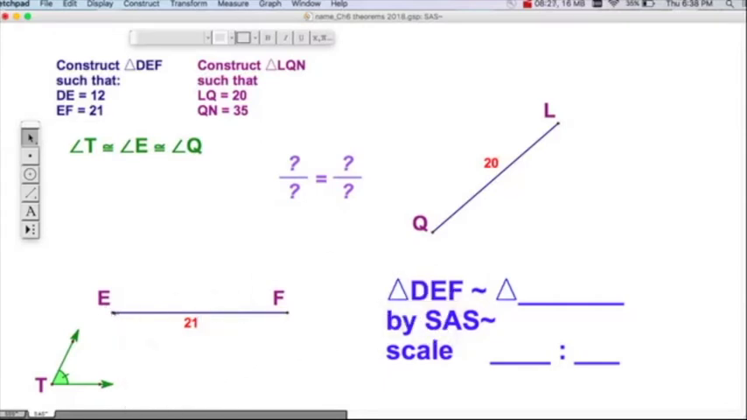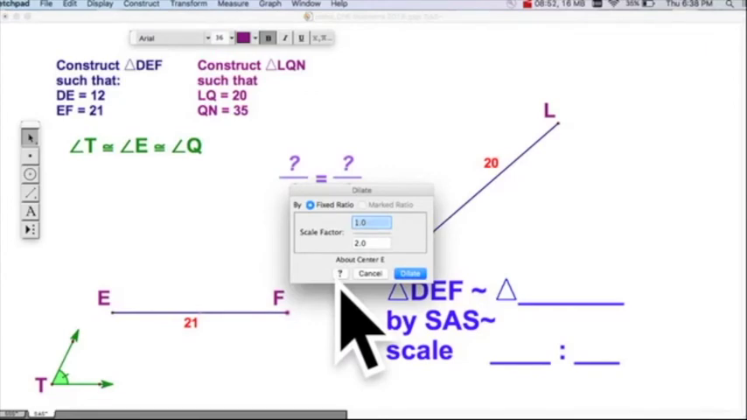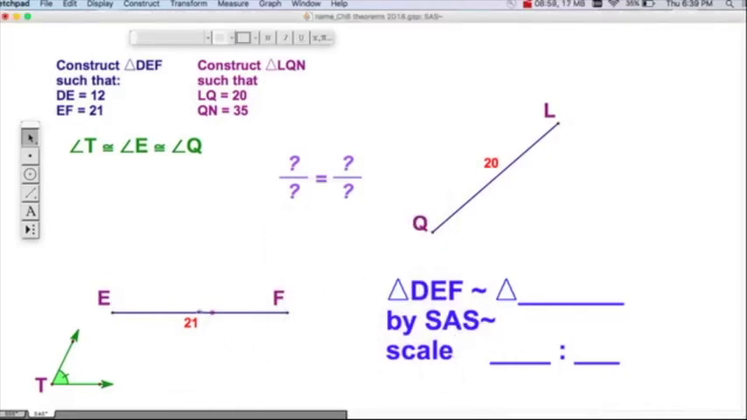So I'm going to start here on E. If I double click it, that sets it both as a center of dilation, and it also sets it for a center of rotation. So what are we going to do here? We could go either order. You see, EF is 21, DE is 12. So I could select this point F, transform, dilate, and I'm going to say 12 to 21. So I've dilated this.